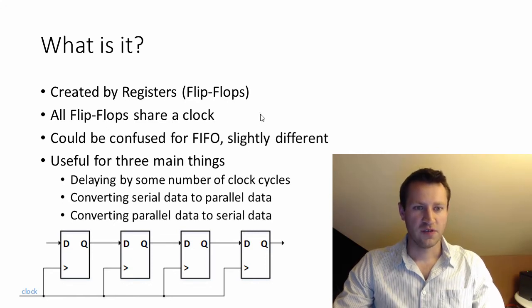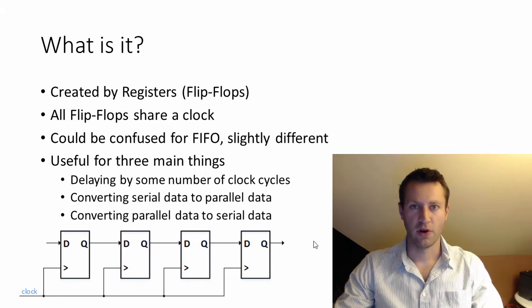All the flip-flops share the same clock. So the data propagates from the input of the first one to the output of the first, to the input of the second, output of the second, input of the third, etc. for however many bits you want to shift. Each flip-flop is one bit of shift.